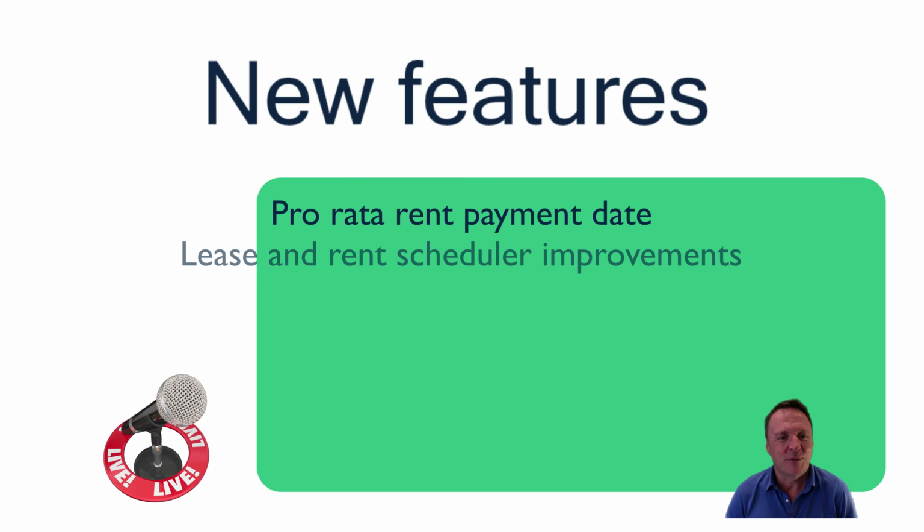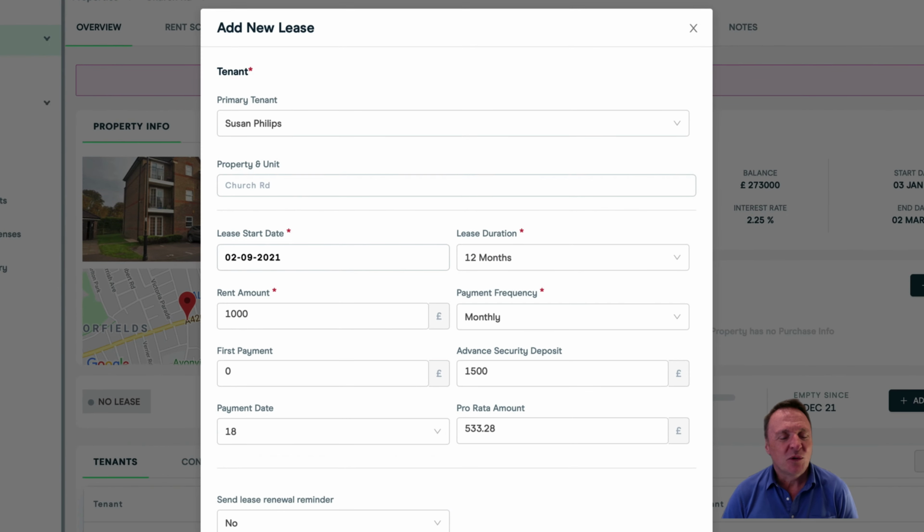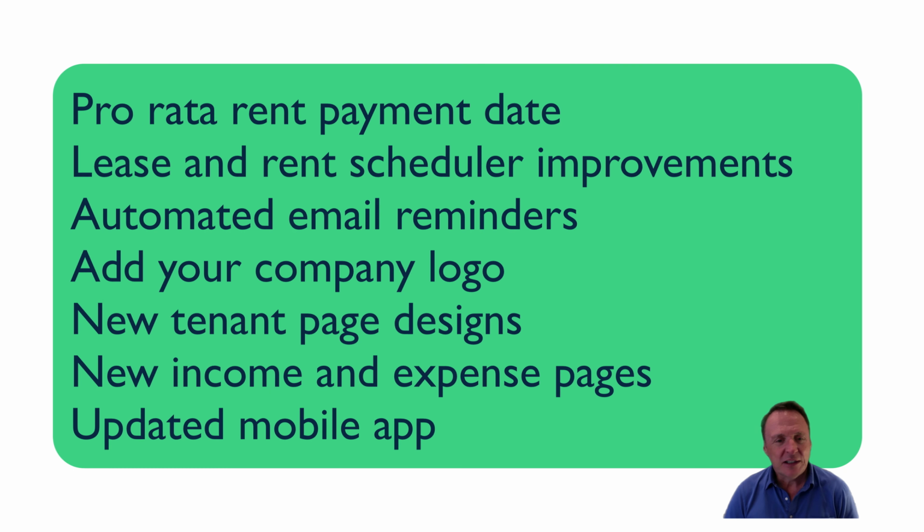Hello and welcome to version 4.5 of Alphaletz, and we've got a lot of new features and updates to tell you about today, including pro-rated rent payments, more options on the lease and rent scheduler. We can automate emails now. We can add your company logo if, for example, you have a limited company. We have some new tenant pages, some new income and expense pages, and we've made some updates on the mobile app. So let's get to it.